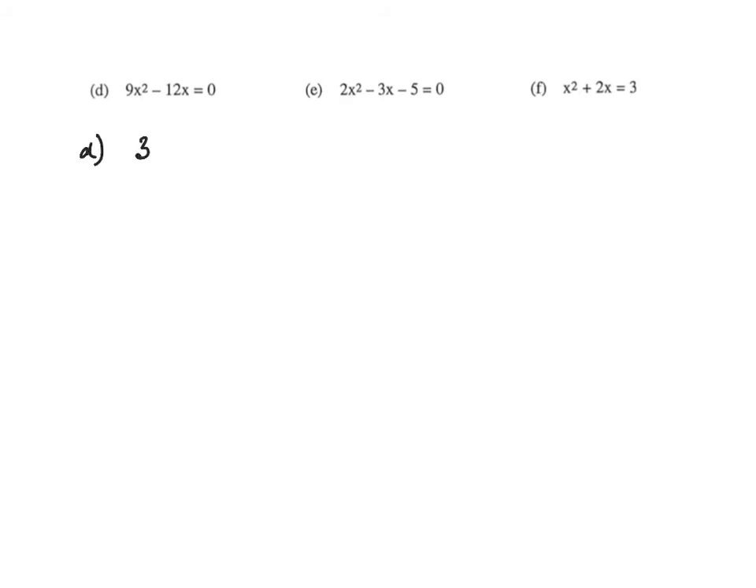Take out a common factor of 3x, and that leaves me with 3x minus 4 equals 0. So 3x equals 0, and 3x minus 4 equals 0, x equals 0, and x equals 4 over 3.